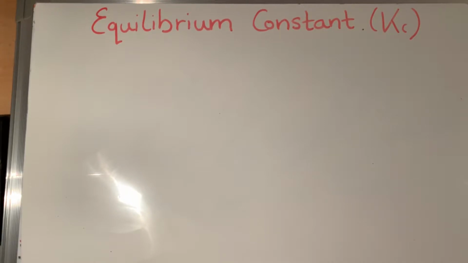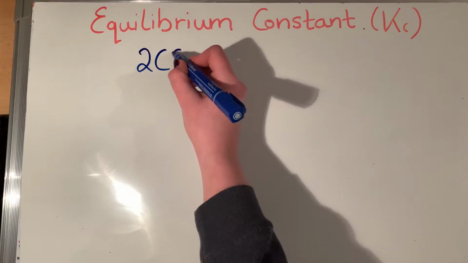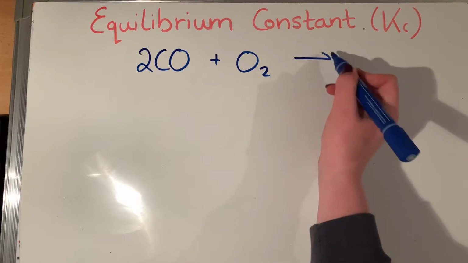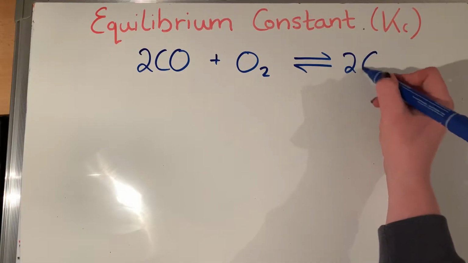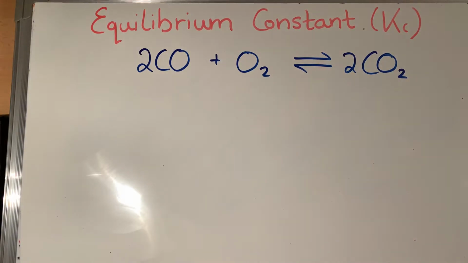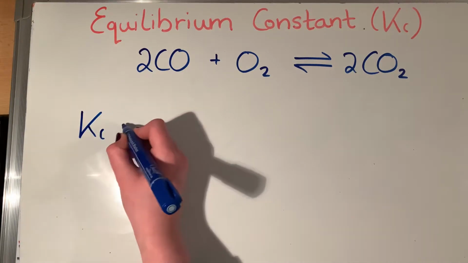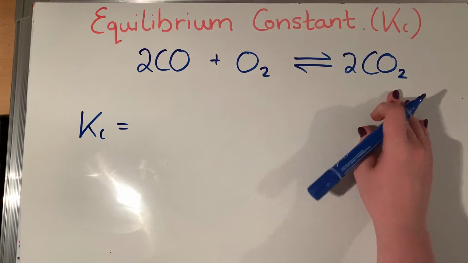The first one, part A, gives us the equation 2CO plus O2 goes to 2CO2. So when you're writing an equilibrium constant, it's always your products over your reactants. So you write Kc is equal to your products over your reactants. Your products are always the right-hand side of the equation.